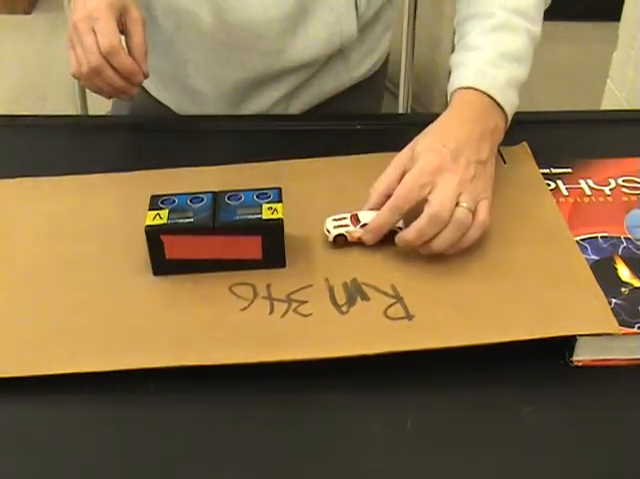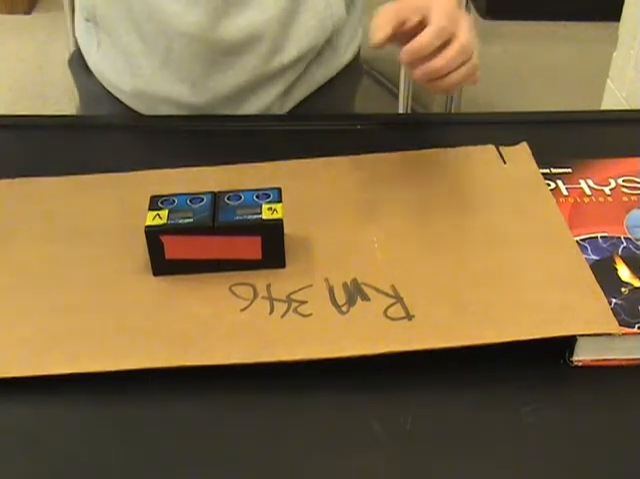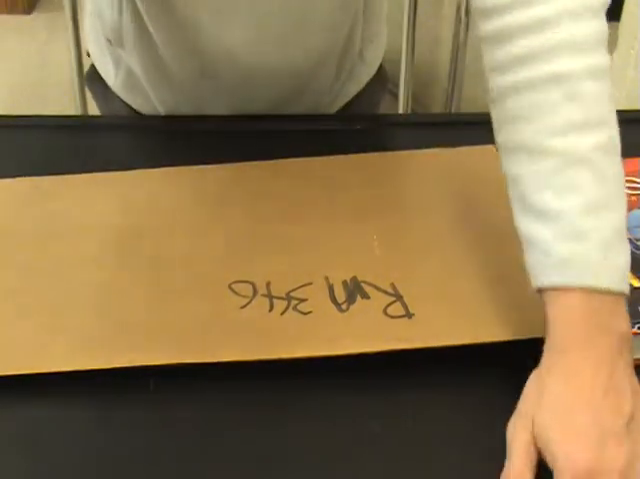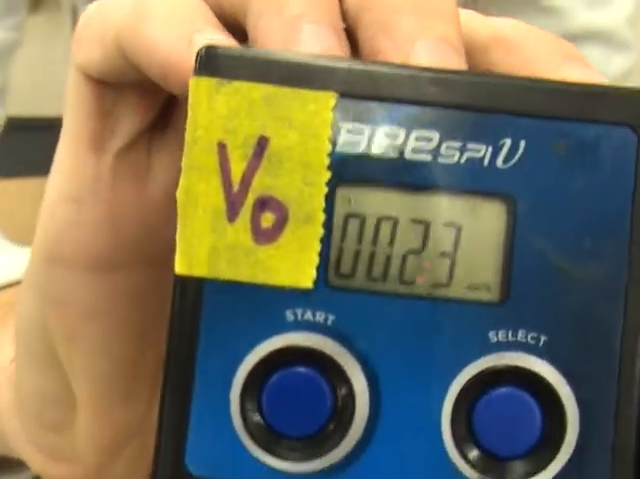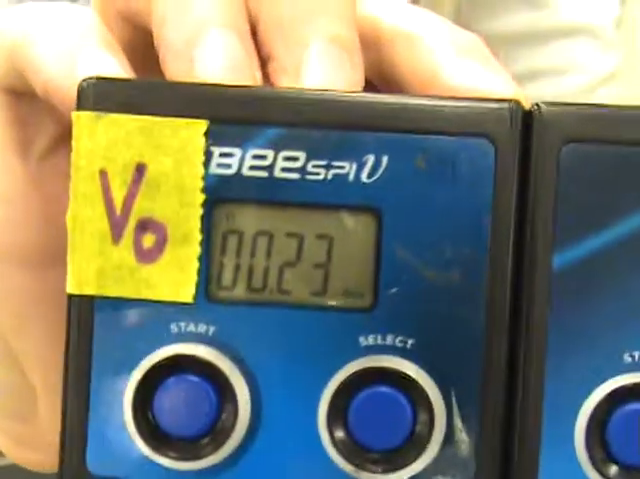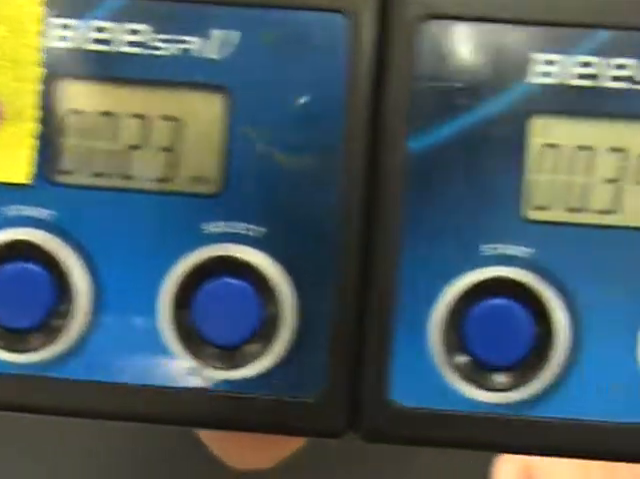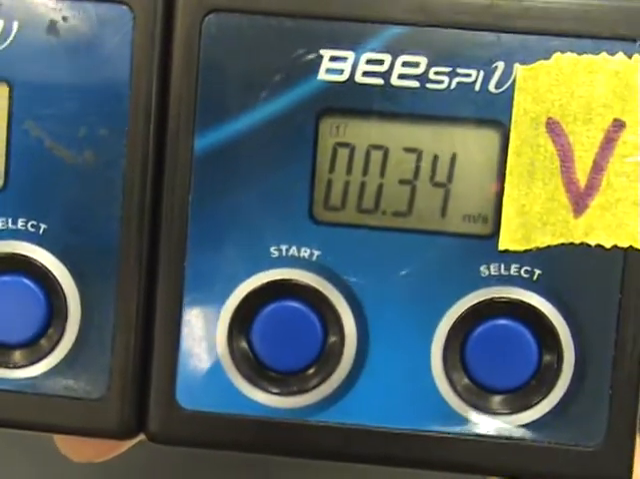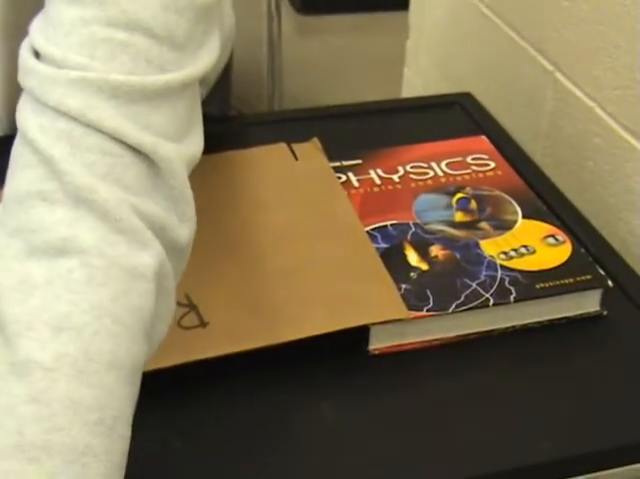All right, our first measurement. All right, guys, here we go. So the initial velocity is 0.23 meters per second. The final velocity is 0.34 meters per second. Okay, that's for one book. Right now, I have one book under there. Let's see what happens when we go to two books.